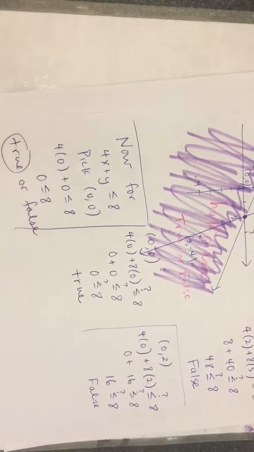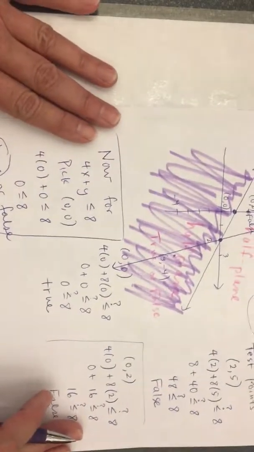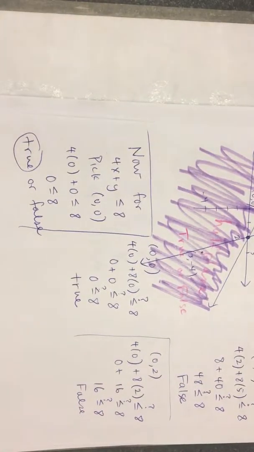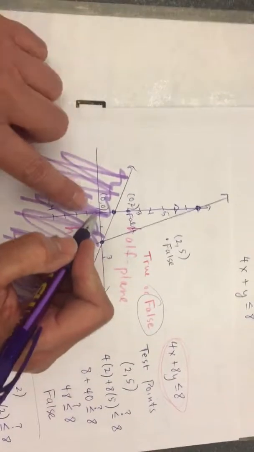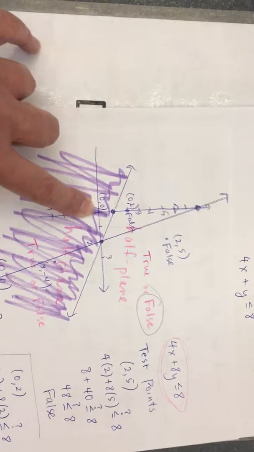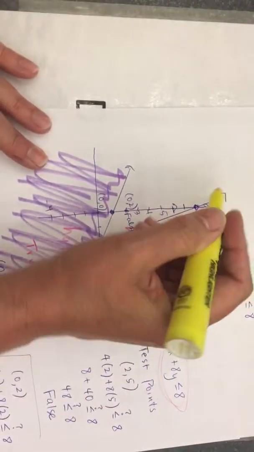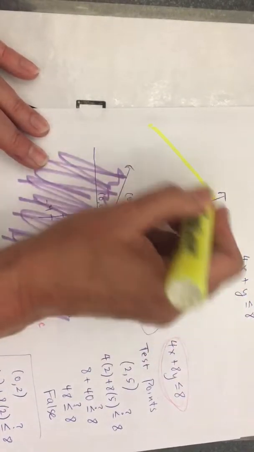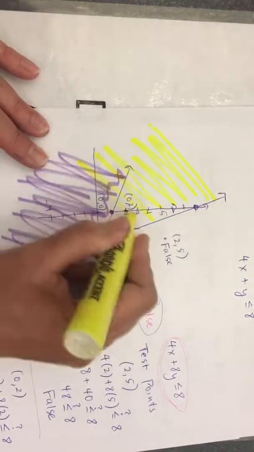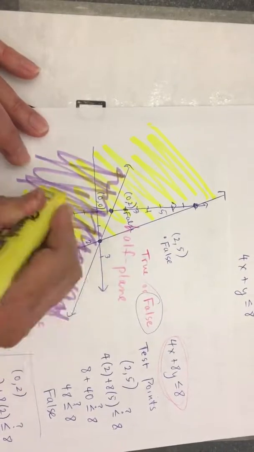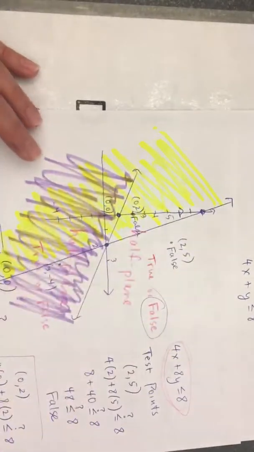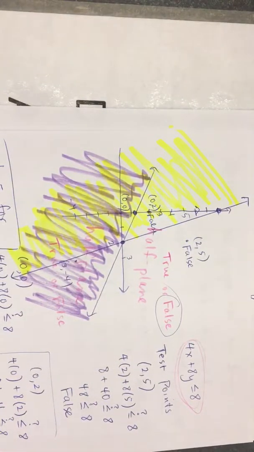That's true. That means for the second line, I am going to shade on the side that (0, 0) is located. So right here, my second line, I'll pick the yellow. Purple and gold look good together. There's the second one. My final answer is where the purple and gold overlap.